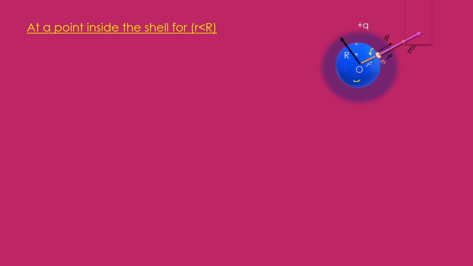So when the Gaussian surface lies inside the shell, or the observation point is inside the shell, the charge is outside the Gaussian surface. No charge lies inside the Gaussian surface. So as the charge inside the shell is 0, therefore according to Gauss theorem, E dot dS, E into 4 pi r square is equal to Q upon epsilon naught.